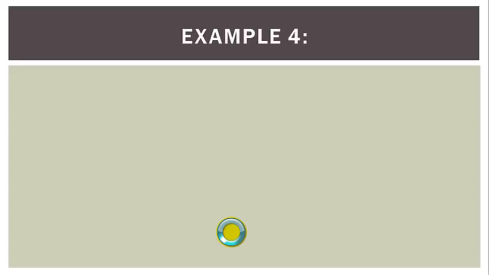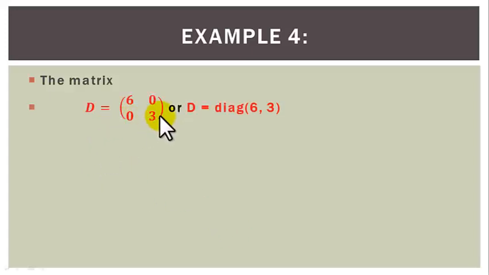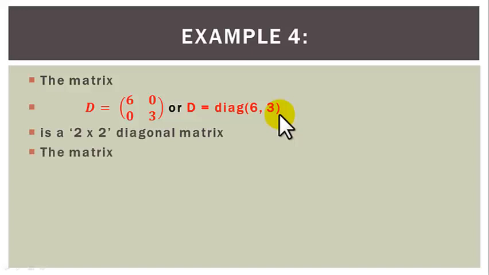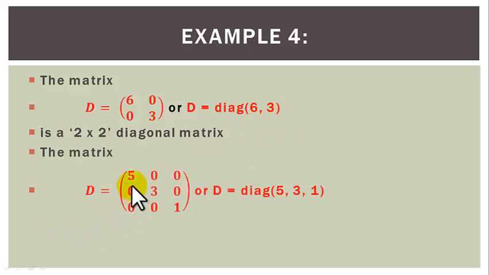Example 4. The matrix D equals [6 0; 0 3], or D equals diagonal (6, 3), is a 2 by 2 diagonal matrix. Also, the matrix D equals [5 0 0; 0 3 0; 0 0 1], or diagonal (5, 3, 1), is a 3 by 3 diagonal matrix.